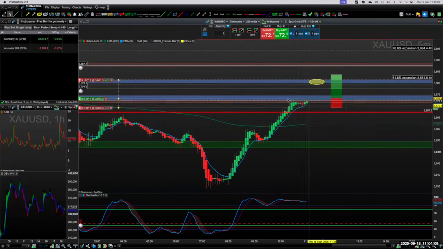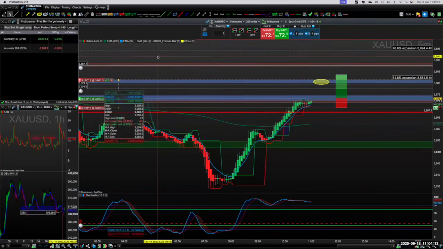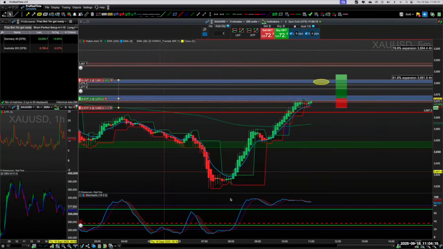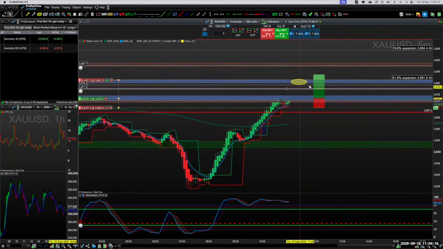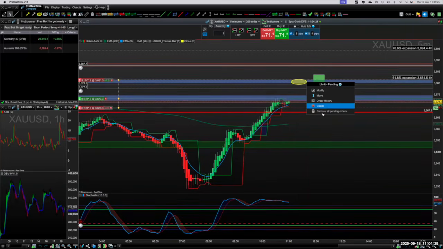And at the moment we've spotted that fractal there, which you'll put on. There's your fractal, and then I would probably post that in the room as a fractal break opportunity, and I would more than likely just take that off. People say, well, what's that ellipse for?